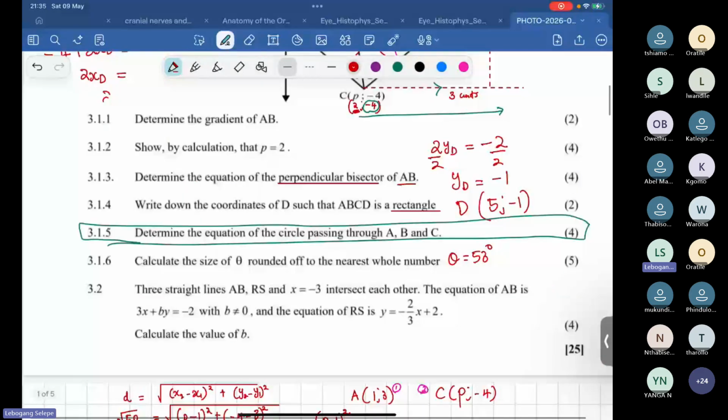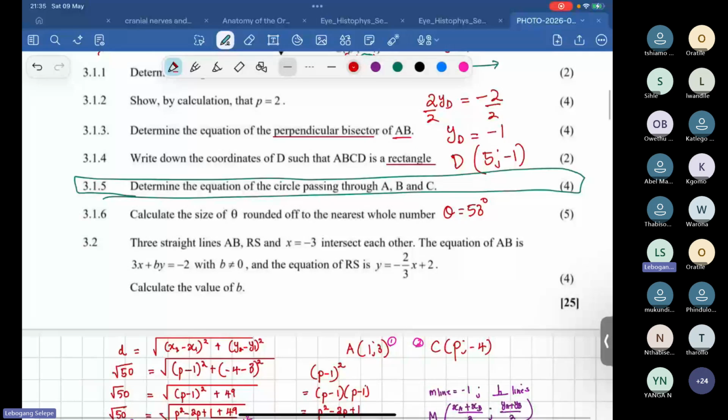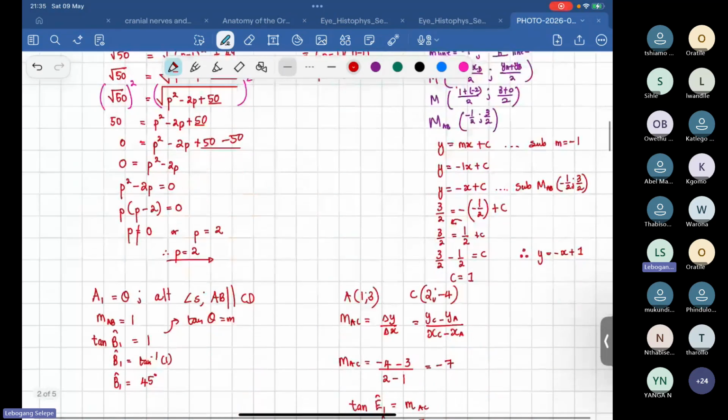Right. Then the last question was saying to us, 3 straight lines, AB, RS, and x equals 3 intersect each other. The equation of AB is 3x plus by equals -2, with b not equal to 0. And the equation of RS is y equals -2 over 3 x plus 2. Now they say to us, calculate the value of b.